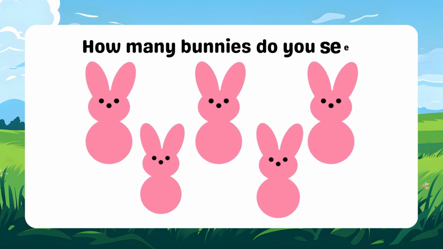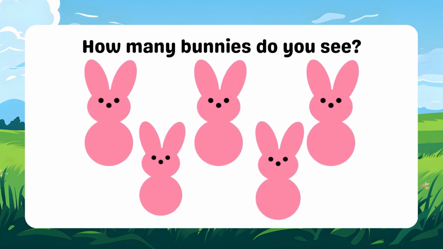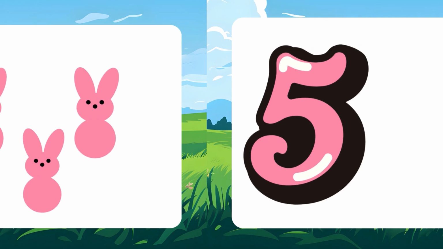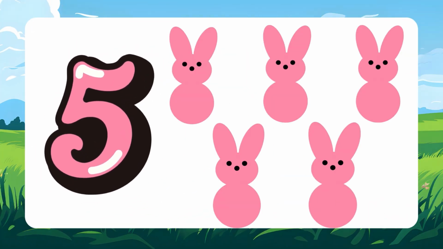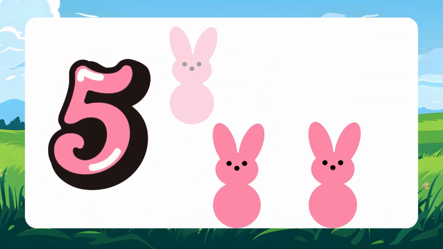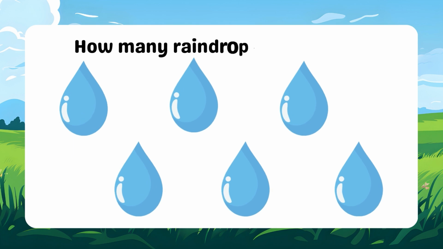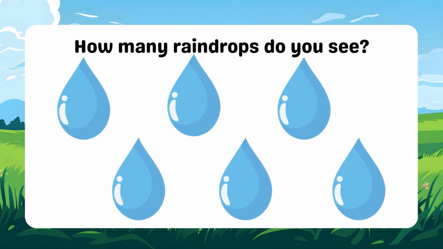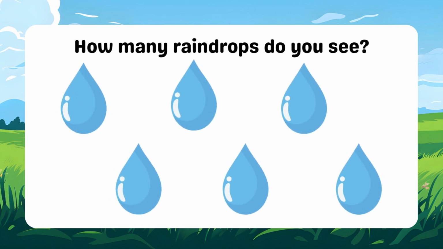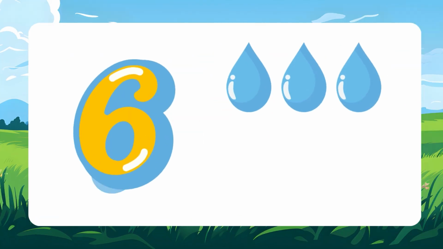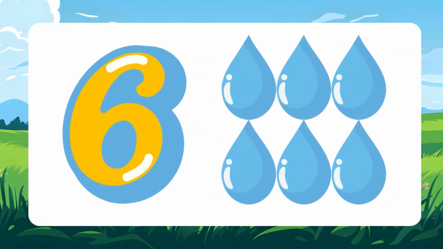How many bunnies do you see? 1, 2, 3, 4, 5. That's correct. 5 bunnies. How many raindrops do you see? 1, 2, 3, 4, 5, 6. That's correct. 6.